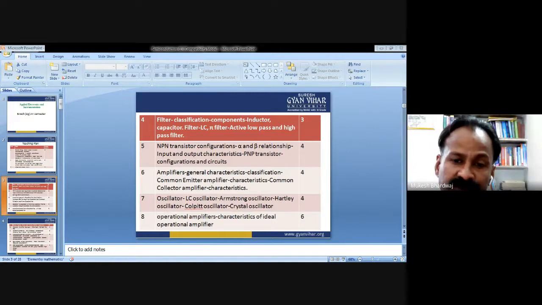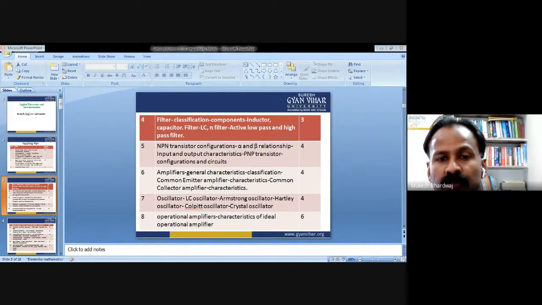Oscillations, to produce various types of outputs. So the sixth topic is amplifier: general characteristics, classification, common emitter amplifier characteristics, common collector amplifier characteristics. The seventh topic is oscillator, that is frequency generator, LC oscillator.